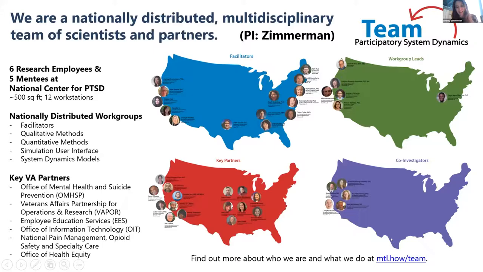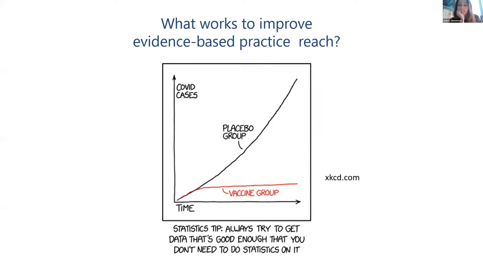So as an implementation scientist, we're always wanting to reach more patients at the point of care with the research evidence that so many researchers at the National Institute of Mental Health and NIH in general work so hard to produce. And this open source comic from XKCD, you may recognize the pattern of vaccine results published by Pfizer earlier this year to combat our pandemic. And the joke is the tip in the caption. Always get data good enough that you don't need statistics.